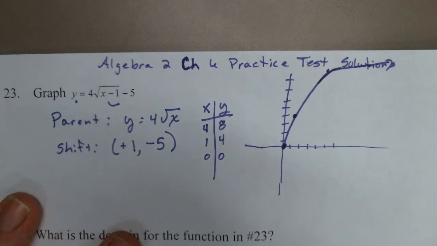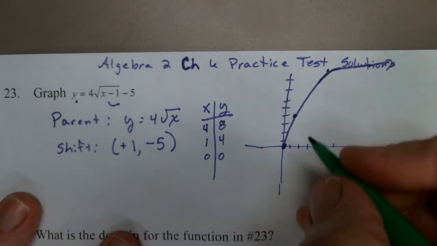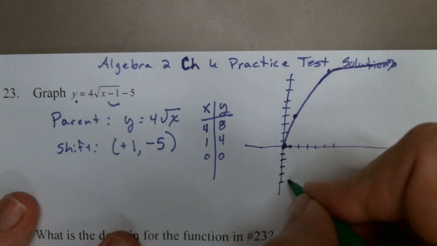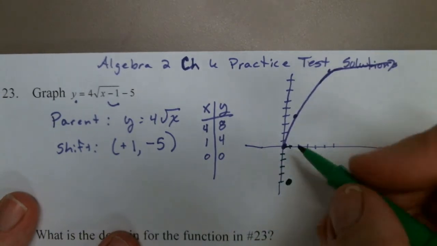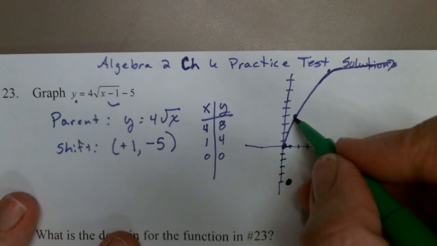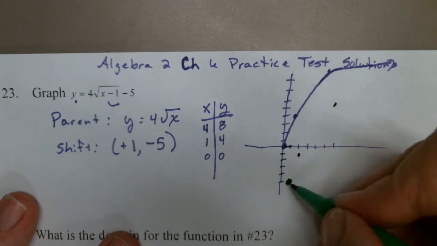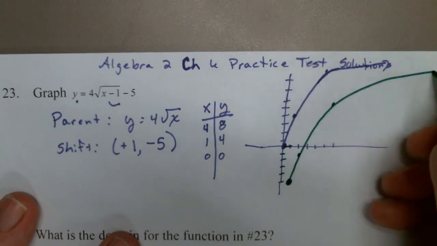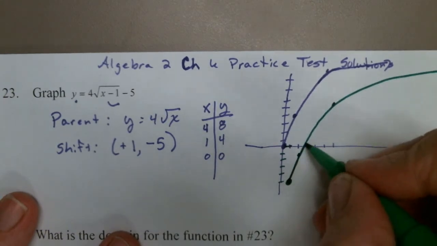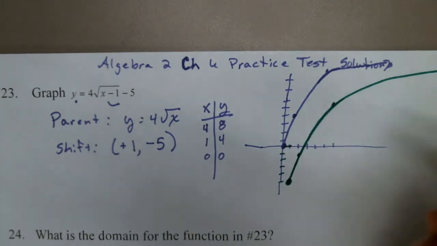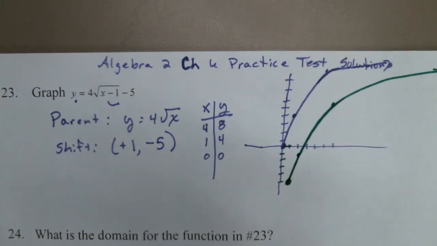Now, the shift is plus 1 in the x direction and minus 5 in the y. So over 1 and down 5. 1, 2, 3, 4, 5. So our new start point is here. Over 1 and down 5. It'll be right about there. Okay. So the green graph is the graph of this function.